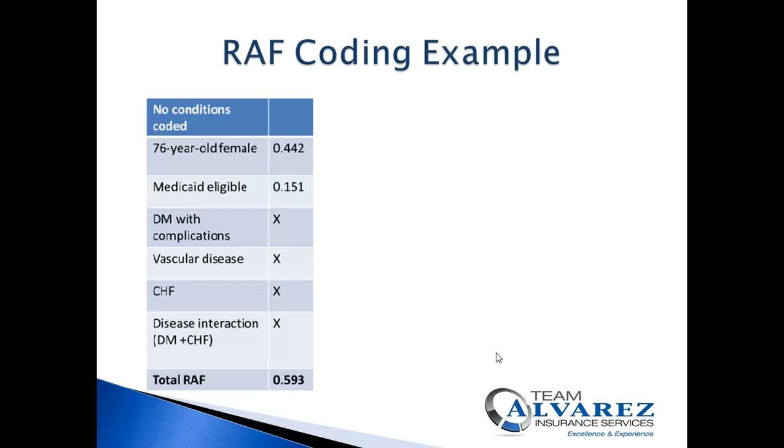Okay, but for whatever reason, this office or this PCP submitted no codes. So you have just what's referred to as the demographic score or the demographic weights, which is the 0.442, because this person is a 76-year-old female, they live in whatever county you want them to be in, and they're Medicaid eligible, or as we refer to here in California, Medi-Cal eligibility. So overall, that composite RAF score is a 0.593.